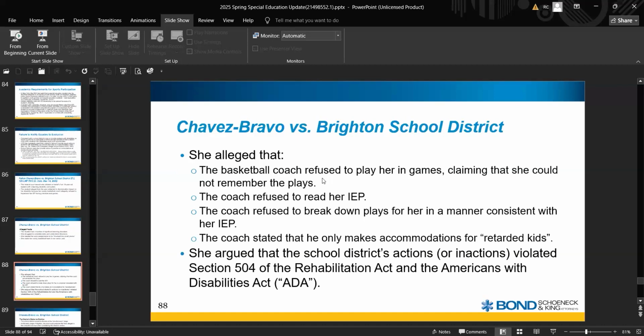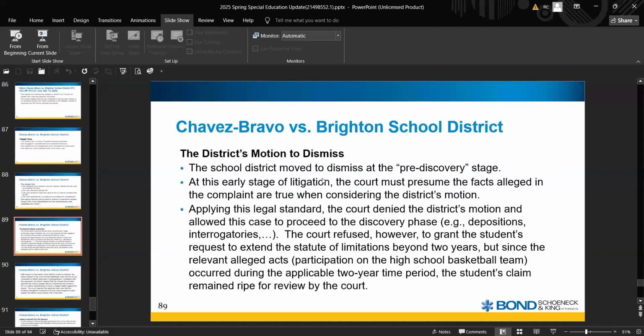So the coach is saying, hey, I'm applying the rules equally. We need you to follow the plays. You're not following them. And the student said, well, if you followed my IEP and you delivered the plays to me in a manner in which I could understand, I would be able to do it. And the coach refused to do it. And this is where, remember, he makes a derogatory comment about students with disabilities. So really not a good idea to make that. That really colors the whole thing. But basically, the student is saying, if you accommodate me by explaining the plays in a certain way, I could do this.